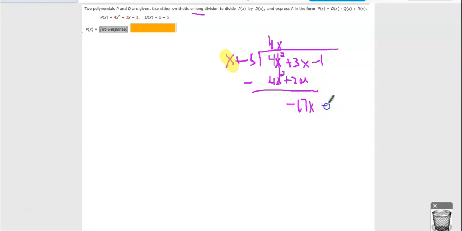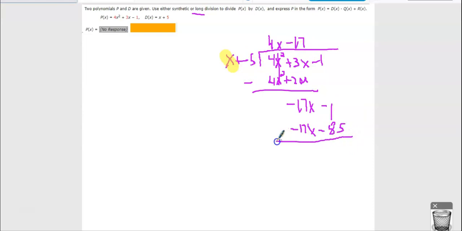And then minus 1. Now, if you go through again, just like division, you keep dividing. So what times x, again, just to highlight there, what times x is negative 17? That's negative 17. And negative 17 times x is negative 17x. And negative 17 times 5 is negative 85.